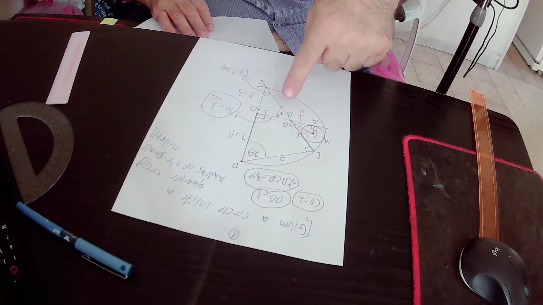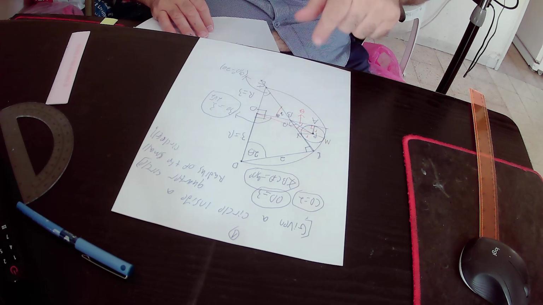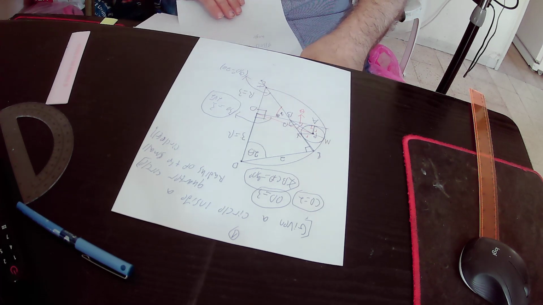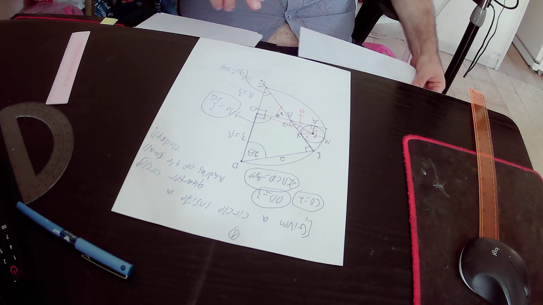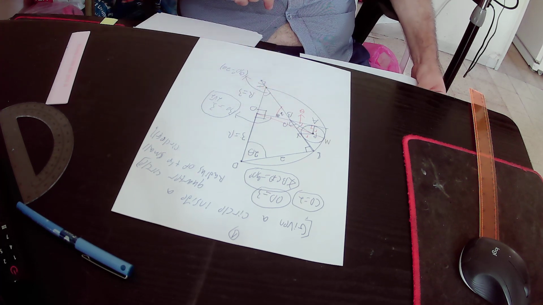Therefore angle EBO will also equal 2 theta, according to the rule that vertex angles are equal to each other. So angle EBO equals 2 theta.